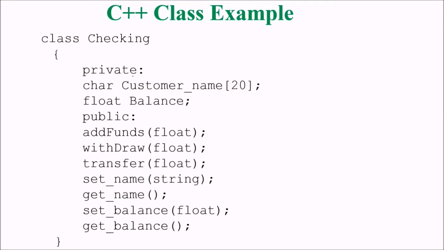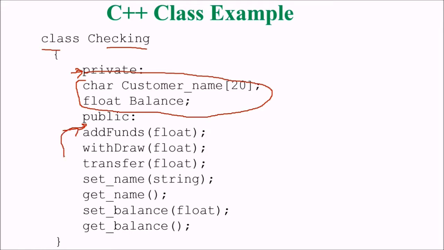Let us take a real example in C++. This is a class. Say the class name is checking. Now you will have private; this is the access specifier. Inside this, you see these two are nothing but the attributes, and all these are the functions. So you have a class, you have attributes, and you have the operations.